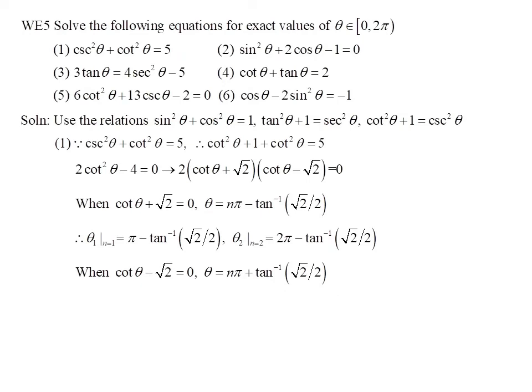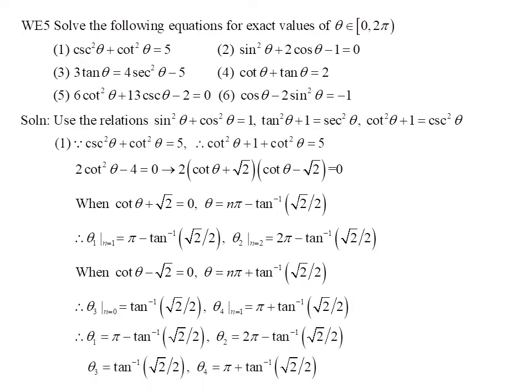Now, when cotangent theta minus square root 2 equals 0, we have the general solution form for the tangent function: theta equals n pi plus arctangent square root 2 over 2. And based on that, theta equals arctangent square root 2 over 2 when n equals 0. Theta equals pi plus arctangent square root 2 over 2 when n equals 1. Finally, we summarize the 4 theta values that satisfy the equation.